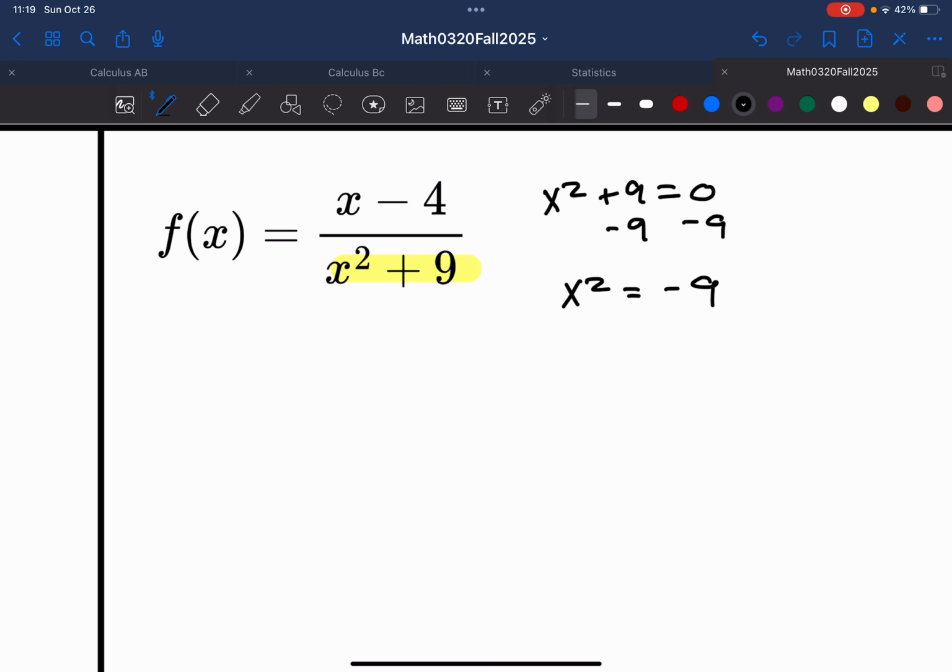Well, before I continue, I have to think to myself, if I square a number, will I ever get a negative number? And the answer is no, which means no matter what number I plug into the denominator, I'll never get 0. So my domain is negative infinity to infinity, or you can write all real numbers.